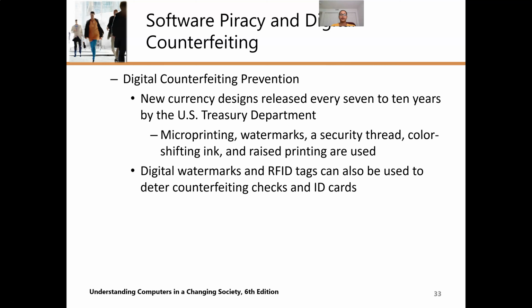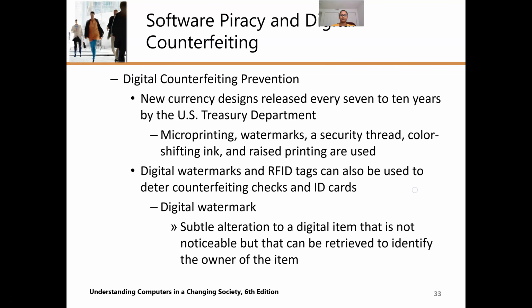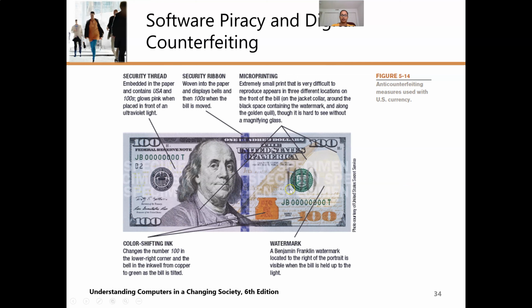Every 7 to 10 years, the US Treasury Department changes the microprinting, watermarks, security threads, etc. on the currency notes. RFID tags can also be used to deter the counterfeiting of checks and ID cards. If you see this $100 currency note, it has microprinting, the security ribbon, the security thread, and color shifting ink. It also has a watermark.